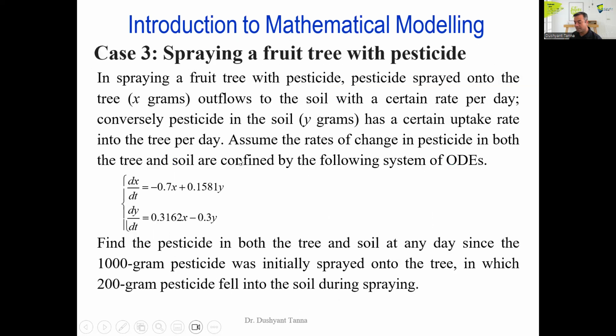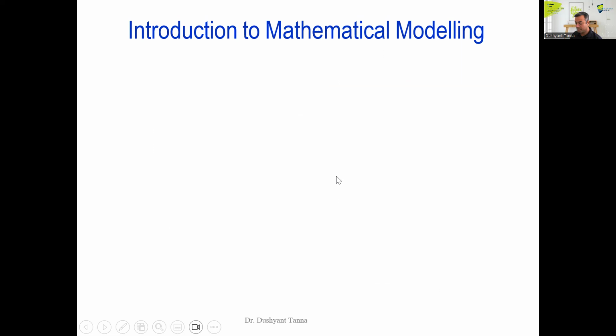And finally, the third one, we'll talk about spraying a fruit tree with pesticide. So again, here is a system of linear differential equations. So we'll look at them as well. Okay, cool. Let's go back to case one.